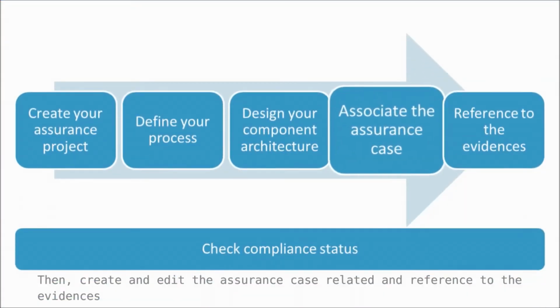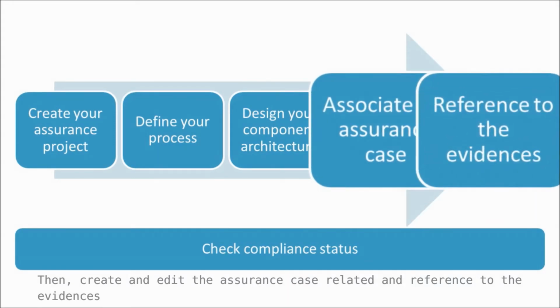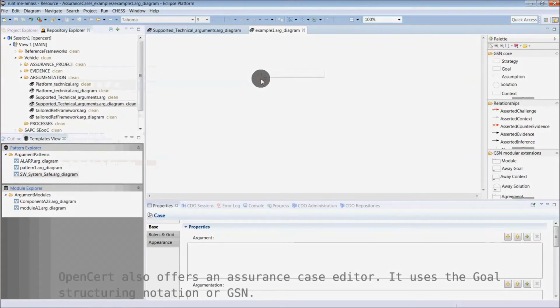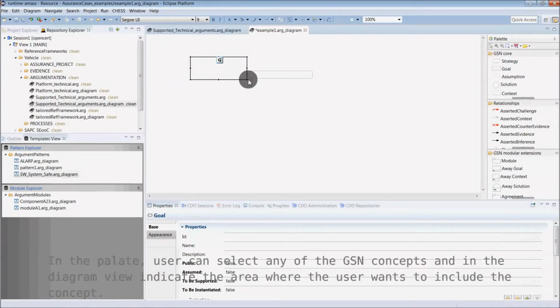Then, create and edit the assurance case and reference the evidence. OpenCert also offers an assurance case editor. It uses the goal structuring notation, or GSN. In the palette, the user can select any of the GSN concepts and in the diagram view indicate the area where the user wants to include the concept.